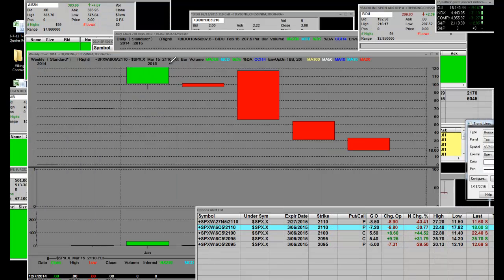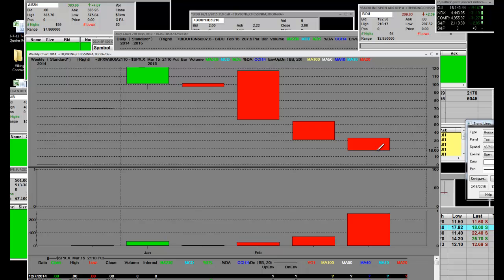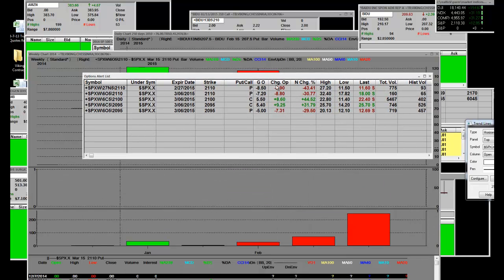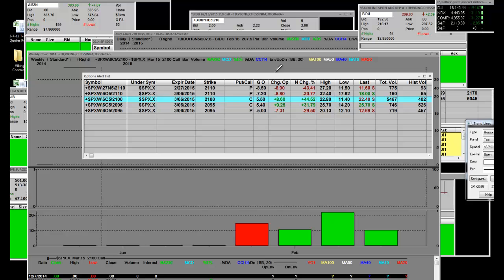Now, this 2110 put, that was $120, you guys. Now it's down here at $18, and it's a March put. And basically what I can show you right here, we also have a 2127, which is a weekly. But I want you to see that these put options have been marked down tremendously, and the other side of this trade is what we call a 2100 call option.